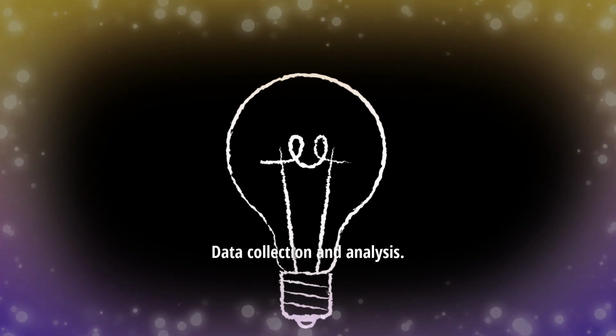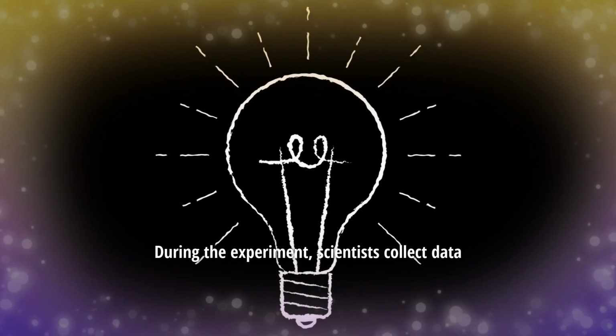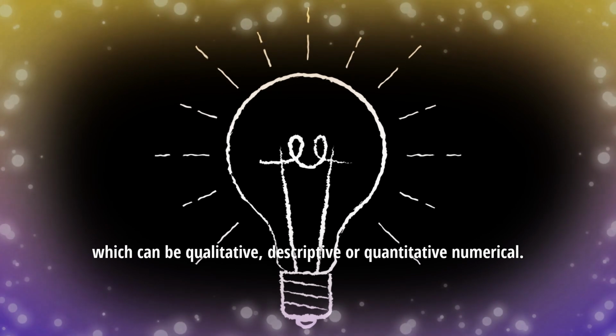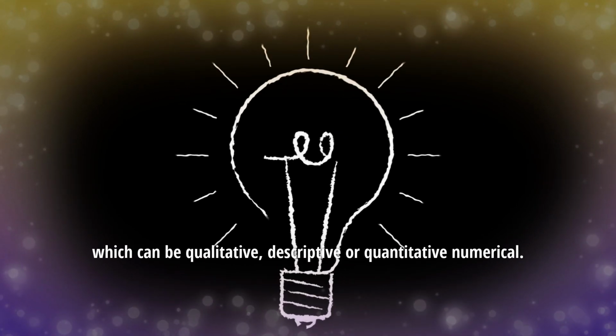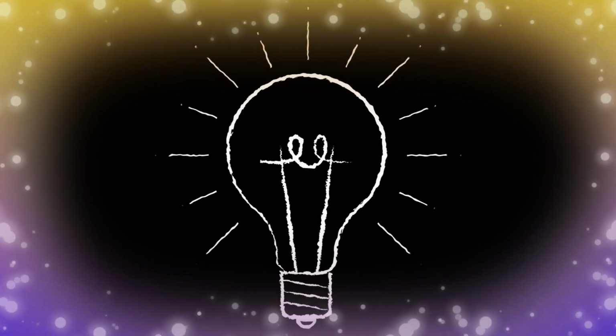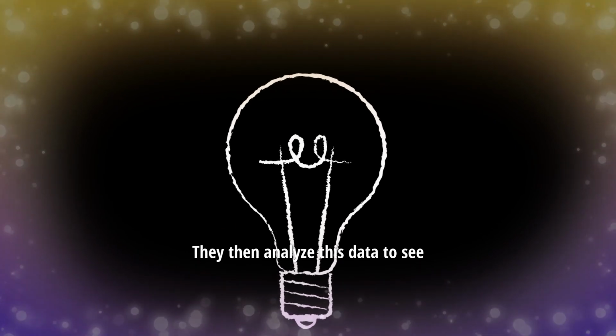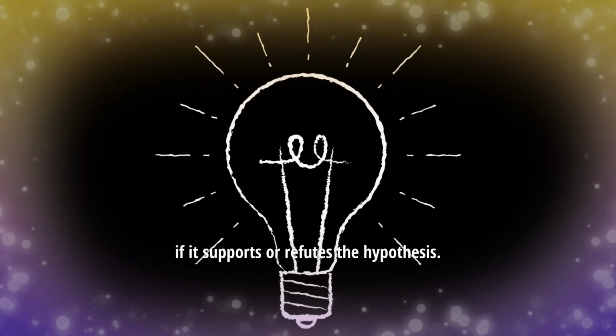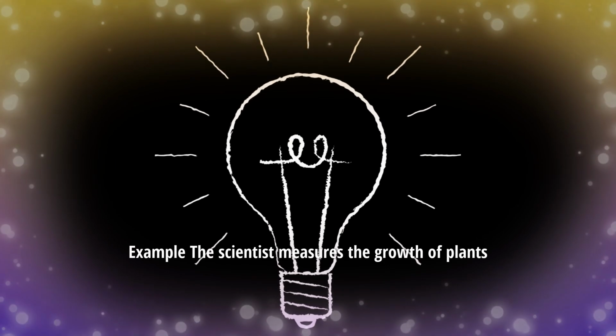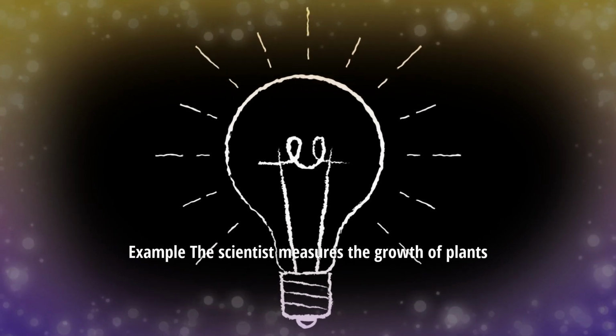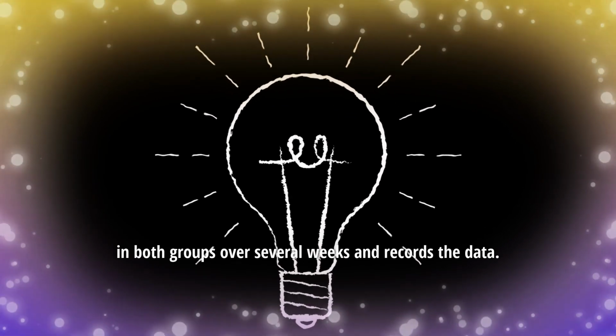Data collection and analysis. During the experiment, scientists collect data, which can be qualitative, descriptive, or quantitative, numerical. They then analyze this data to see if it supports or refutes the hypothesis. Example: the scientist measures the growth of plants in both groups over several weeks and records the data.